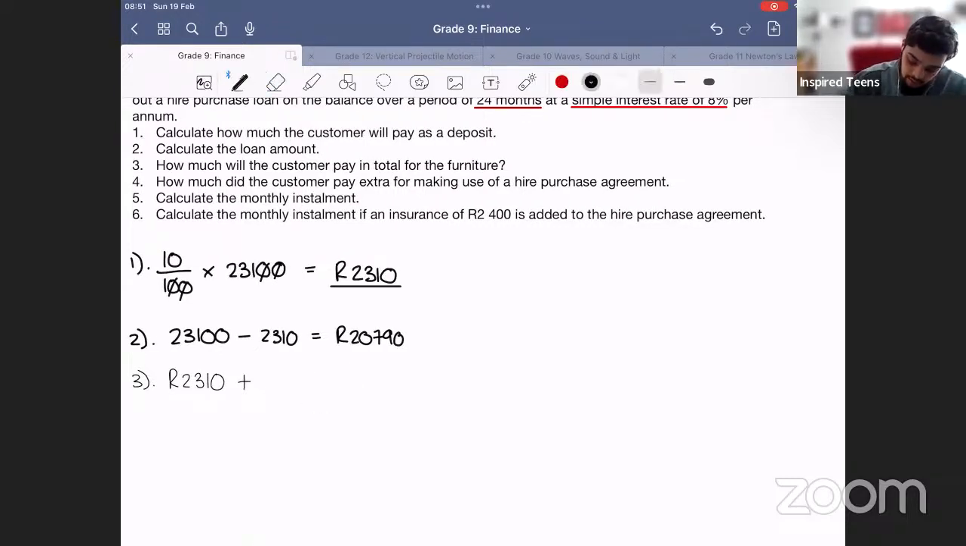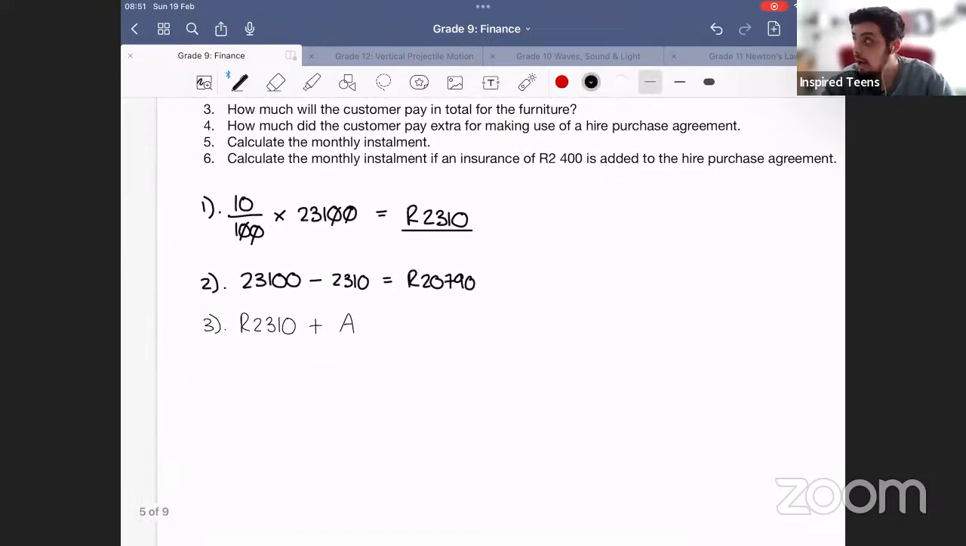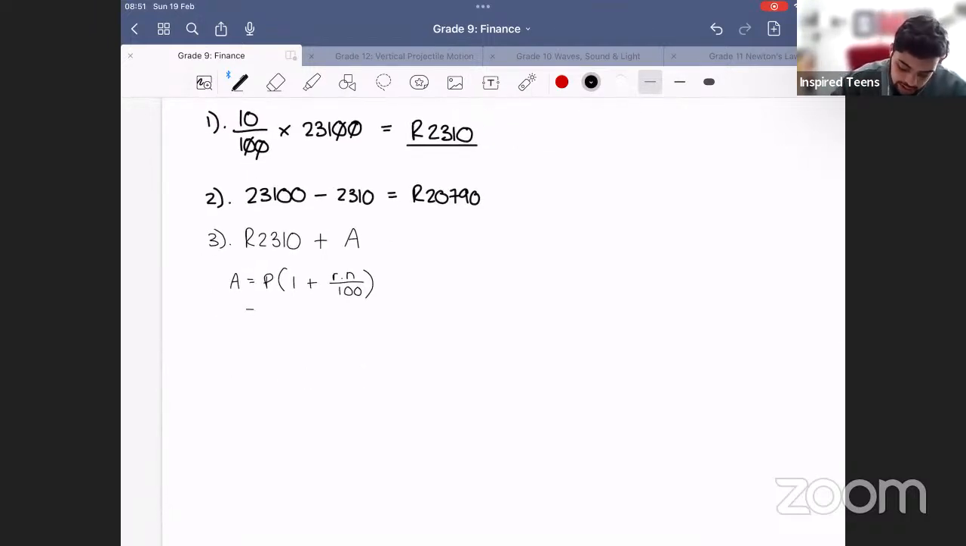This can be represented by A. Remember, A is after interest. How much has it accumulated to after interest? That's what A is. So in this case, we have to calculate A. Remember, A is equal to P times, I'm just going to use the formula that you guys have, to show you it's similar or the same. So A is equal to P.